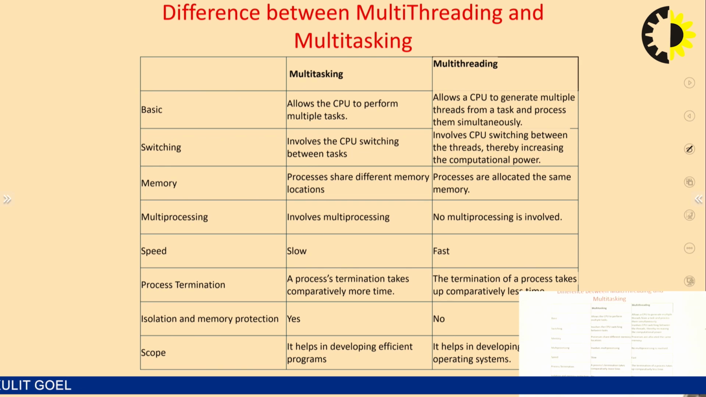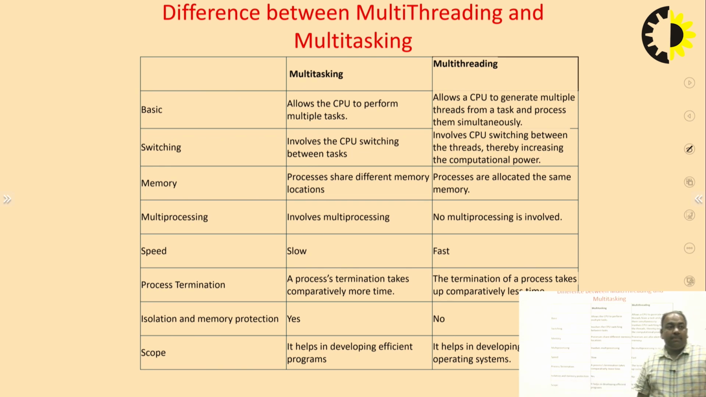This is the difference between multitasking and multithreading. Multitasking allows the CPU to perform multiple tasks, while multithreading allows the CPU to generate multiple threads from the task and process them simultaneously. In multitasking, we involve CPU switching between processes. In multithreading, we involve CPU switching between the threads. So, in multithreading, we can increase the computational power. In multitasking, the processes are allocated different memory, while multithreading shares the same memory.